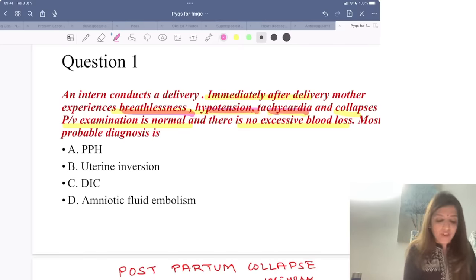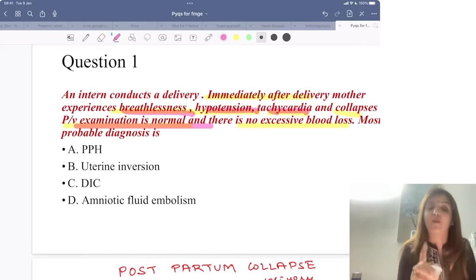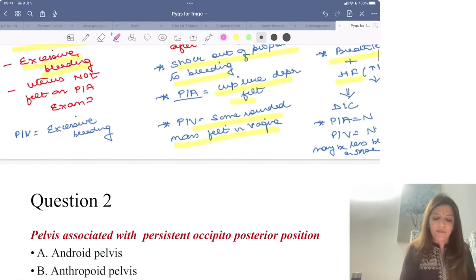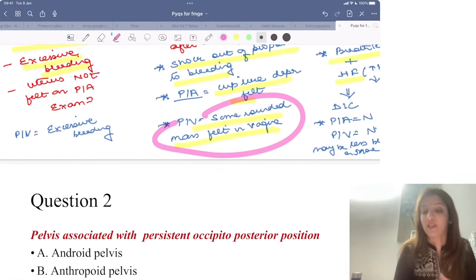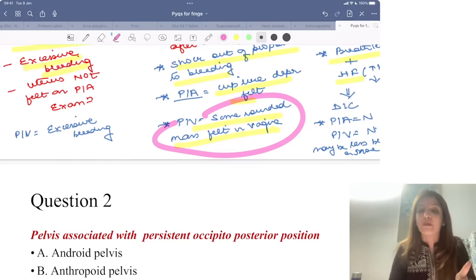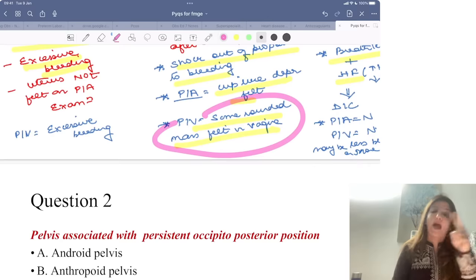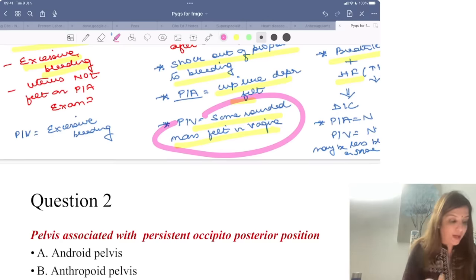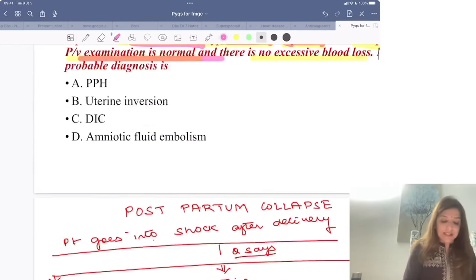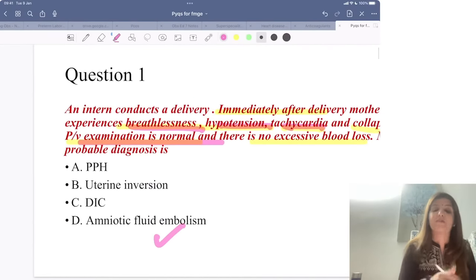Aage dekho. Per vaginal examination normal diya hai. Jabki uterine inversion ke case mein, per vaginal examination mein some round mass will be felt inside the vagina. Fundus will be felt inside the vagina. So per vaginal examination kabhi bhi normal nahi hoga. So remember this message ki kabhi bhi breathlessness diya ho, heart failure ke features diye ho and patient has gone into shock, it means you are dealing with amniotic fluid embolism, right? So this is a case of amniotic fluid embolism and this is not a case of uterine inversion.